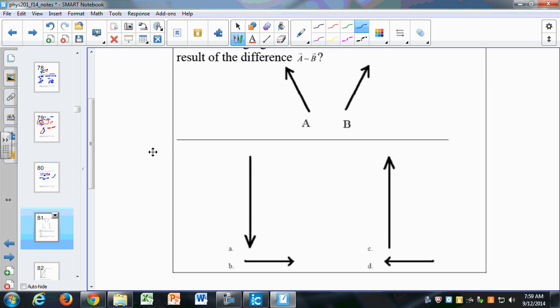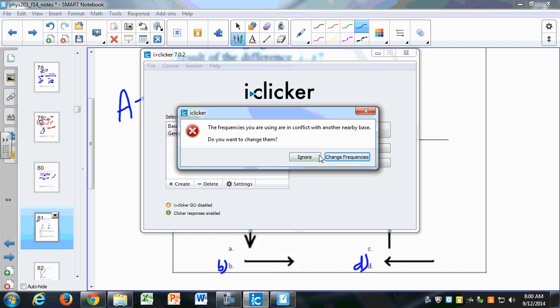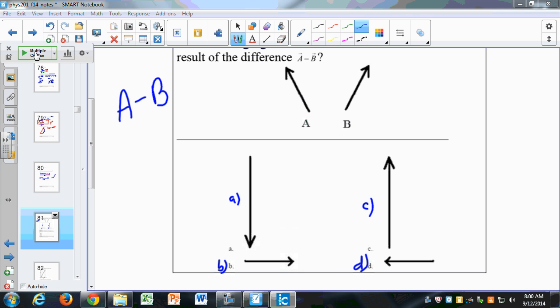Let's try this clicker question. I have two vectors, A and B, and I want to know what is the difference A minus B. I don't know if you can see the letters here, but this is option A, this is option B, this is option C, and that's D. So what is the difference A minus B? Remember, if you have a negative vector, you just switch the direction.